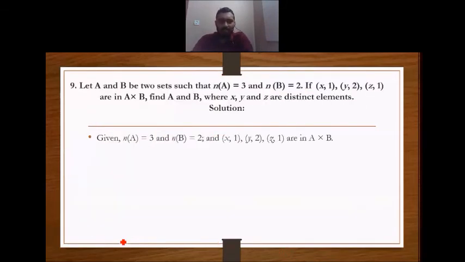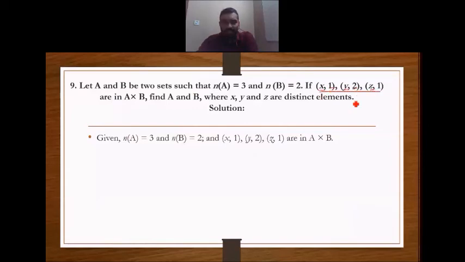The ninth question: A and B are two sets such that n of A equals 3 and n of B equals 2. If (x, 1), (y, 2) and (z, 1) are in A cross B, find A and B. We know that in ordered pairs, the first element belongs to the first set and the second element belongs to the second set.